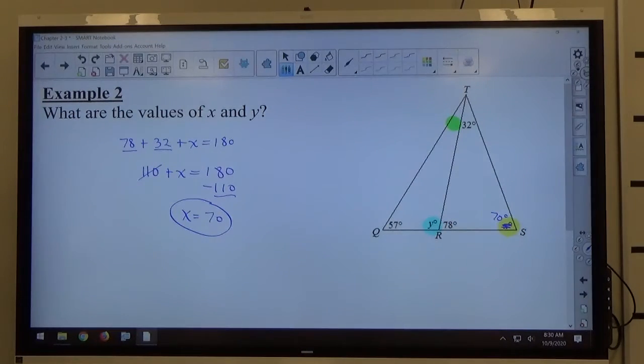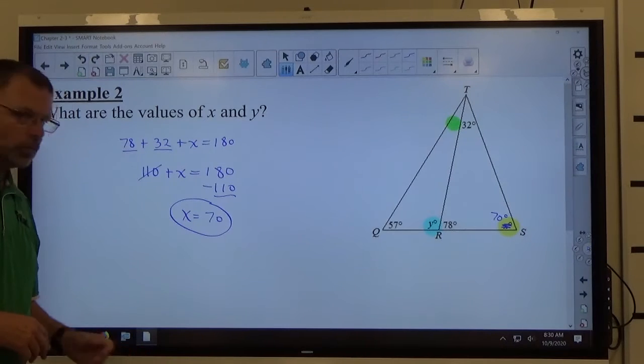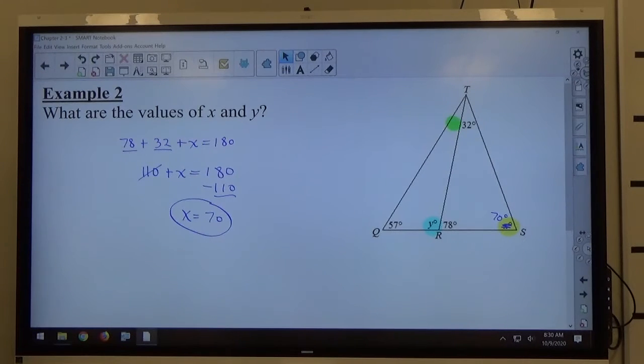Now, what do we know about angle y? What properties are associated with angle y that can help us find the measure of angle y with the current set of information we have? It's on a straight line. It's on a straight line.